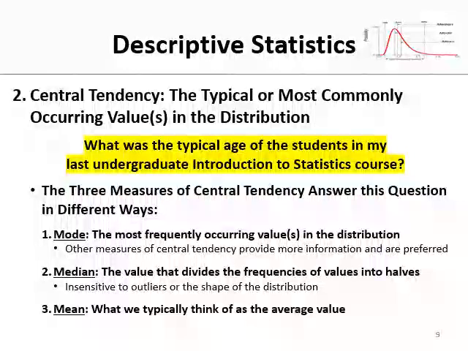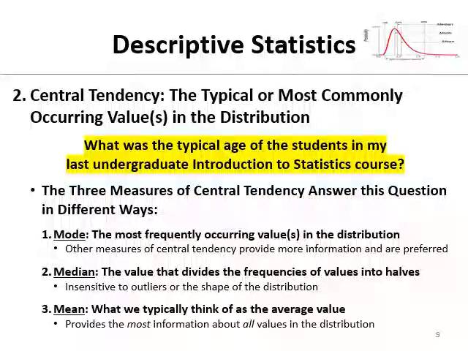So finally, we have the mean, and this is the average. This is what we typically think of as the average, the arithmetic average of the distribution. So what was the average age? It's the age or score that minimizes the distance between it and all other scores in the distribution. And it provides the most information about the underlying distribution, all values in it. So it is sensitive to magnitude, which is both what makes it awesome and also what makes it problematic if you've got skew.